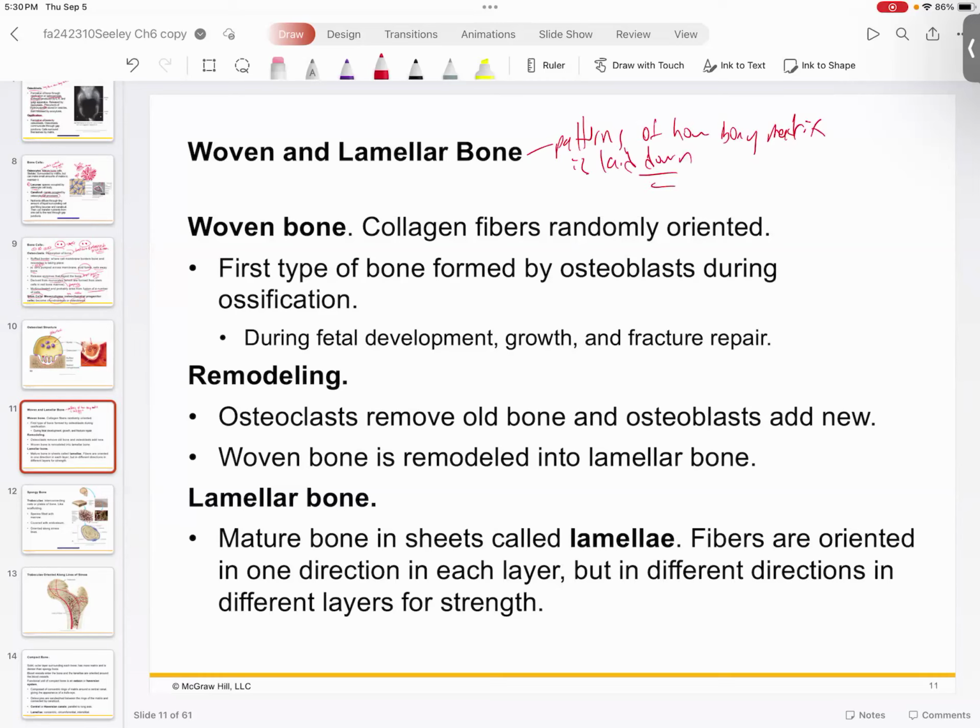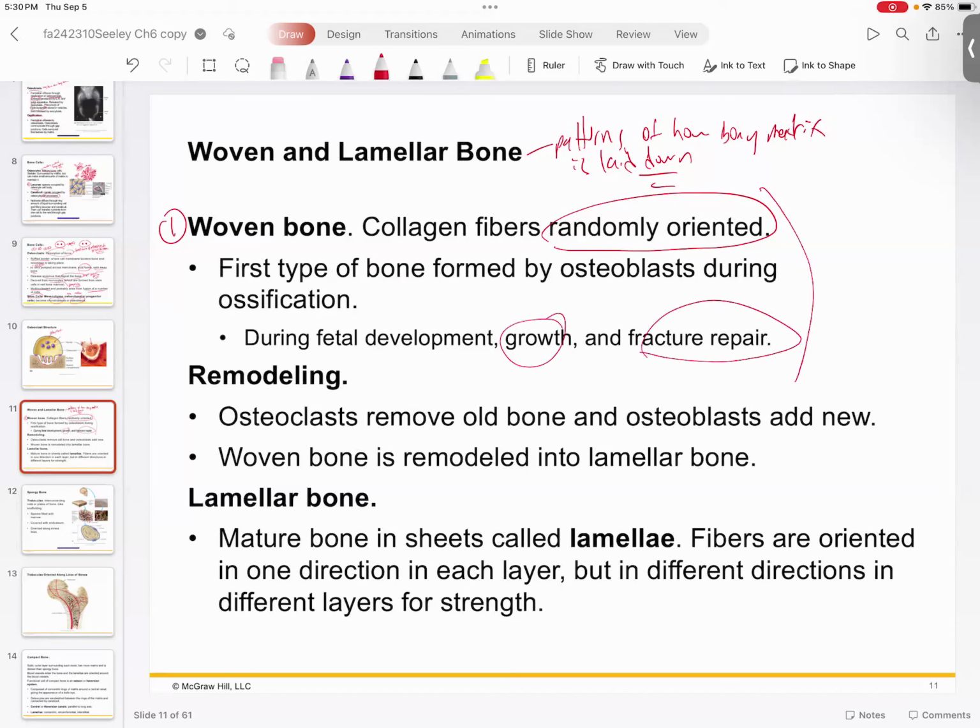So there's a couple of different versions of this, right? The first one is woven bone. In woven bone, your collagen fibers are laid down in a random orientation. Usually this is the first type of bone that's laid down by the osteoblast during the initial stages of ossification. For instance, during fetal development, you're laying it down very quickly and very crudely as woven bone. Growth does this, and fracture repair does this a lot.